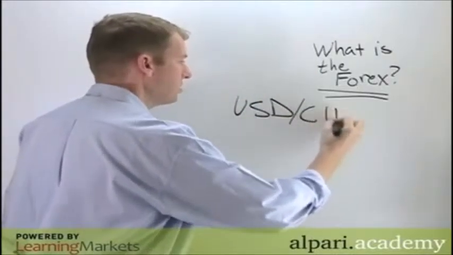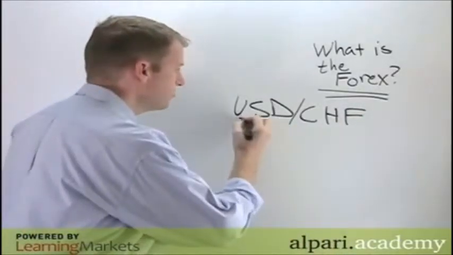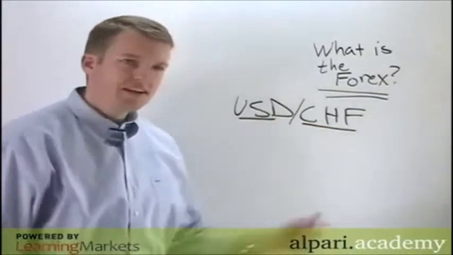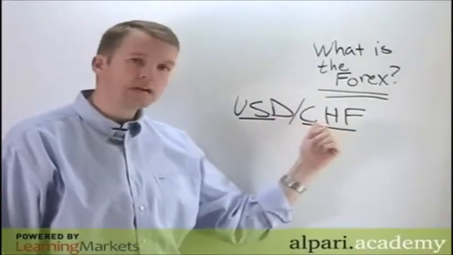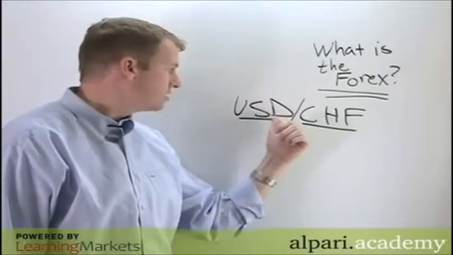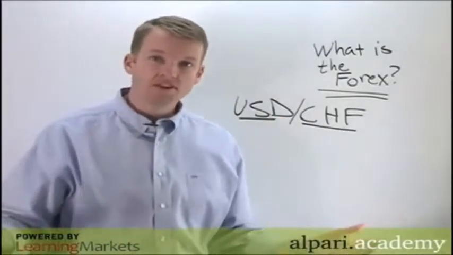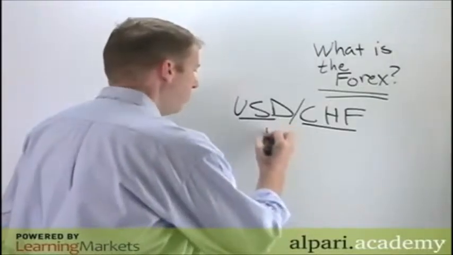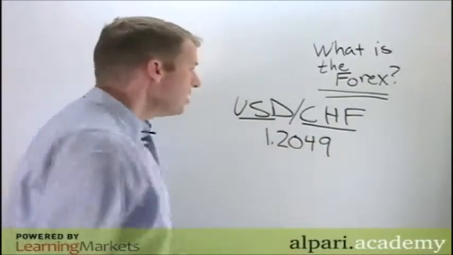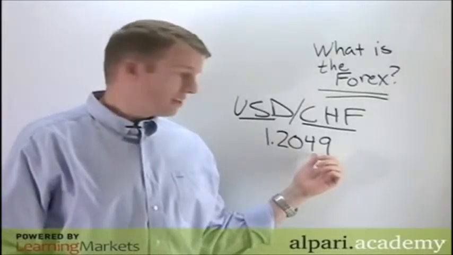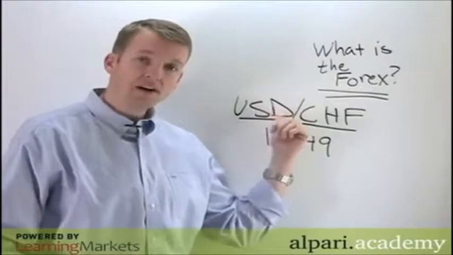That means that you're going to have to convert some spending money, right? So you're going to be converting some dollars into francs. This is the symbol for Swiss francs, and this is the notation you would see when you're talking about a forex pair. This is the dollar compared to the franc. Well, what is the exchange rate for the dollar franc? Well, let's say it's 1.2049. What that means is that it costs 1.2049 francs to buy a dollar.